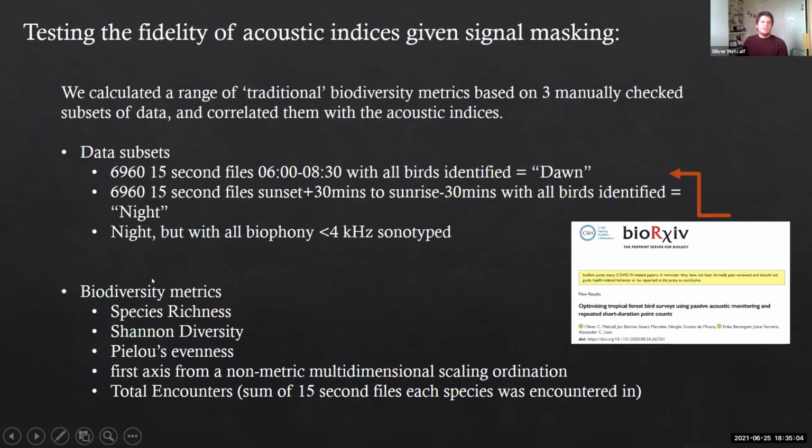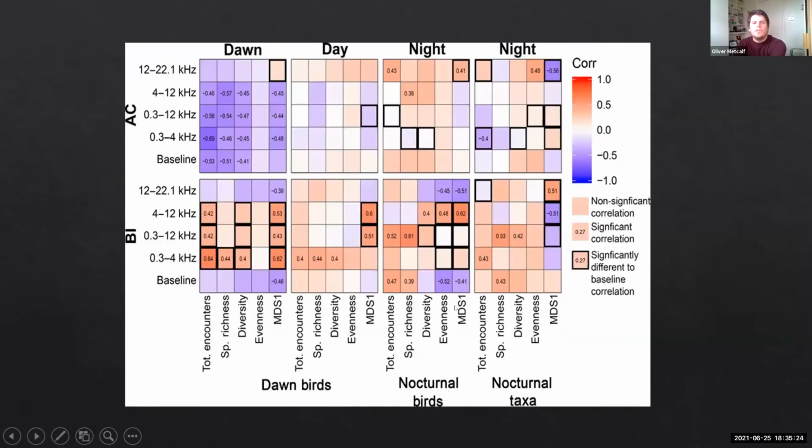And we used that manually assessed data to come up with some biodiversity metrics, so fairly traditional ones: species richness, Shannon diversity, Pielou's evenness, the first axis from an NMDS, and total encounter. So that's the sum of 15-second files each species was encountered in. So here we found some really interesting results when we correlated our indices scores with the traditional biodiversity metrics.